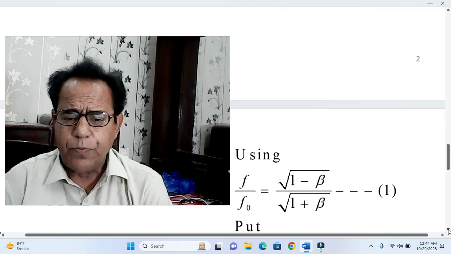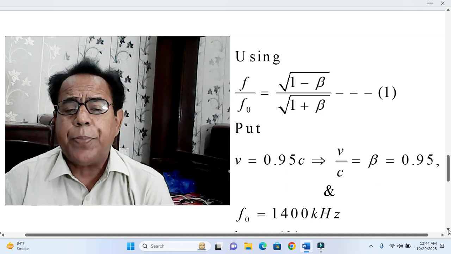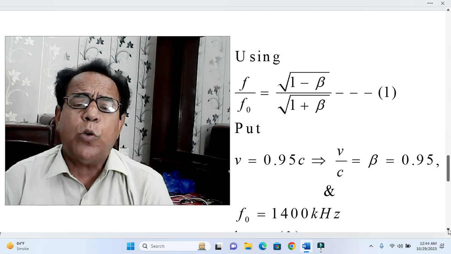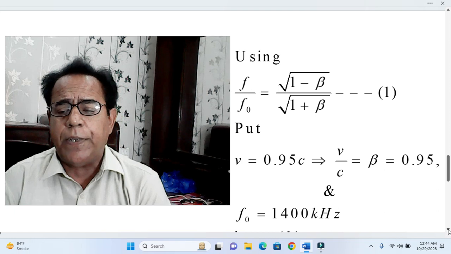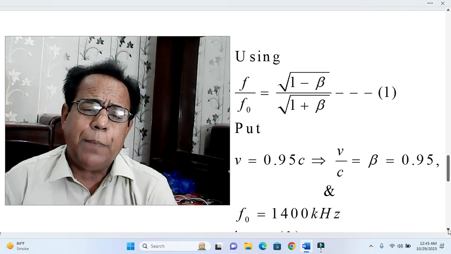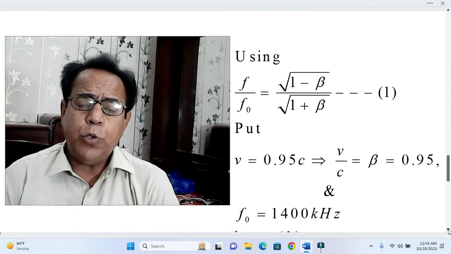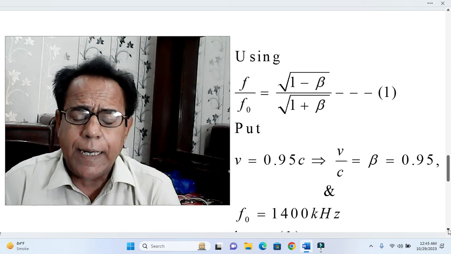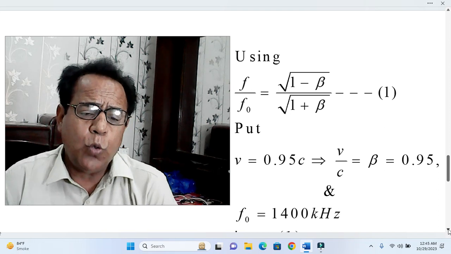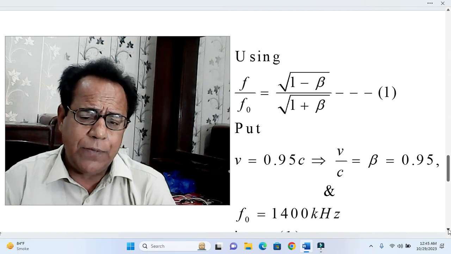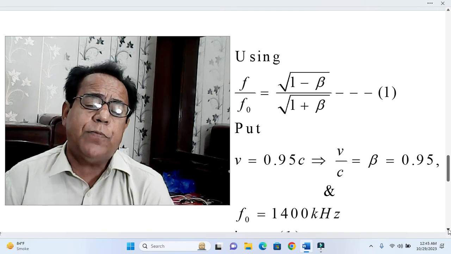Now we are coming to its solution in a formal manner. Using f over f naught equal to square root of (1 minus beta) over square root of (1 plus beta), here beta is the speed parameter v over c. Put v equal to 0.95 c, where c is the speed of light. So v equal to 0.95 c can be considered as about 95% of the speed of light.